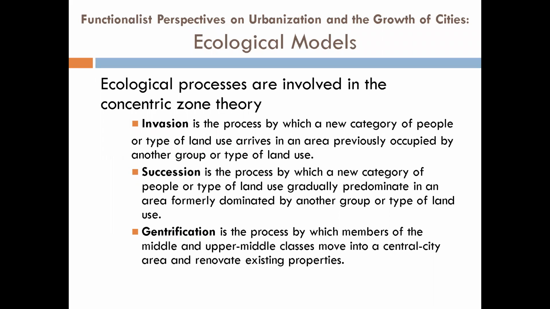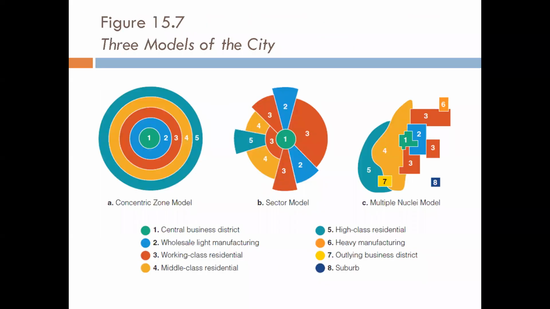Other things also, it is not a process, but it's a very important word in the concentric zone theory. It is gentrification. Gentrification is the process by which members of the middle and upper middle classes move into a central city area and renovate existing properties, especially old properties. From middle class or upper middle class, go to the central city area. And the word gentrification is very specifically related to renovation. The other meaning of gentrification is renovation, especially of the houses, of the old properties.